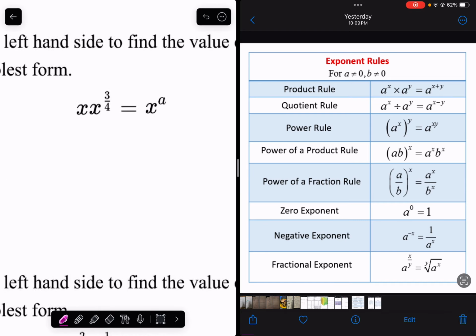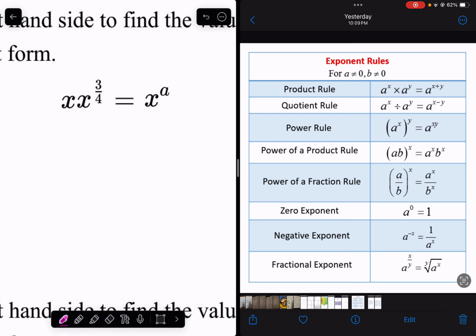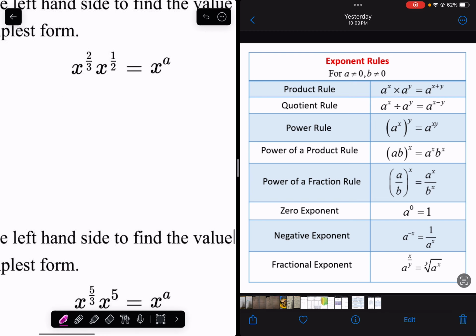All right. So then here they're asking us to solve for a, right? So all we got to do is, if we're multiplying these, right, when we multiply things with exponents, we add them. So it would be 1 plus 3/4, which is going to give us x to the 7/4. So that means that a is 7/4. All right. And then here, same thing. We have to add these together since we're multiplying. So 2/3 plus 1/2. So you could do that on your calculator if you want.